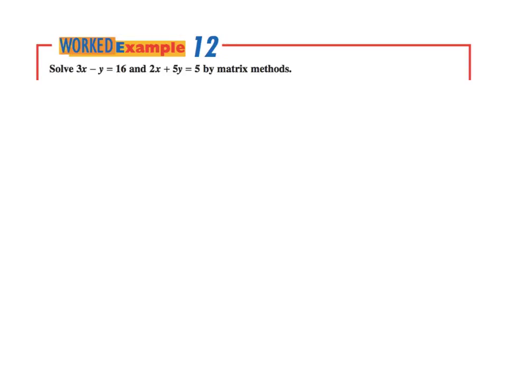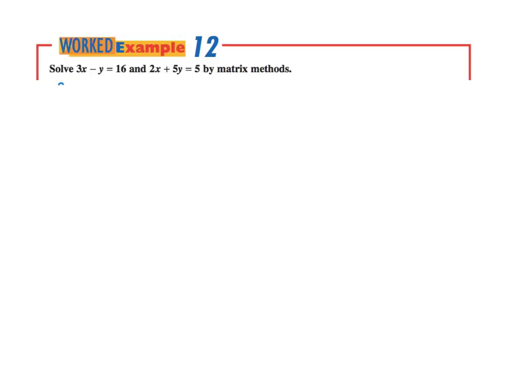Normally when we do a question like this, which requires us to solve for x and y, and we're given two equations, we're used to using simultaneous equations to solve. But in this case, we are going to use a matrix method to solve for x and y.